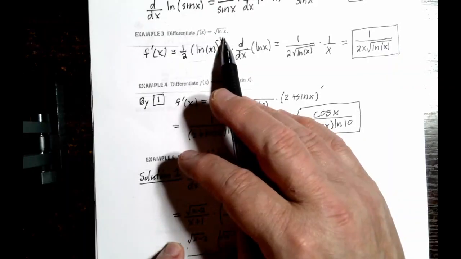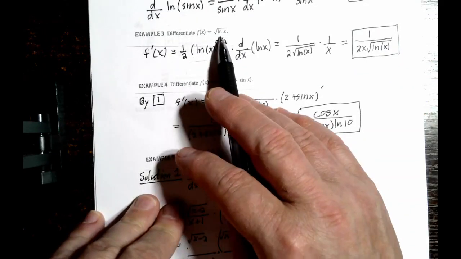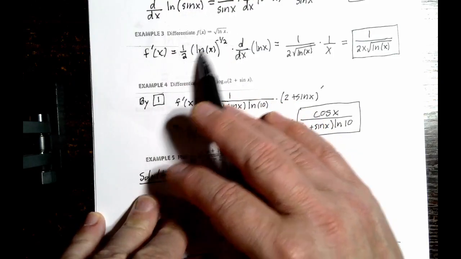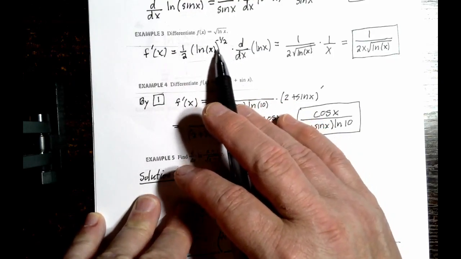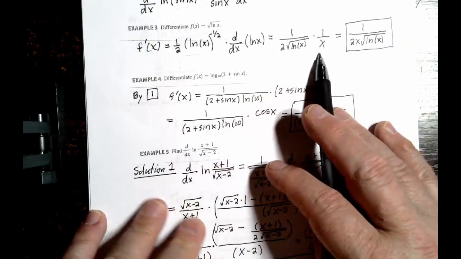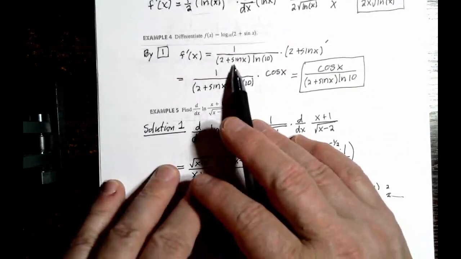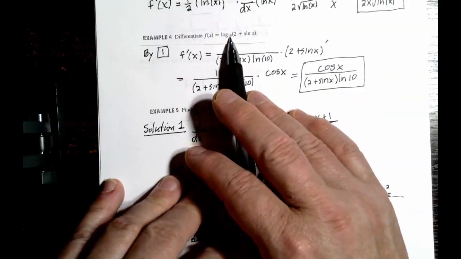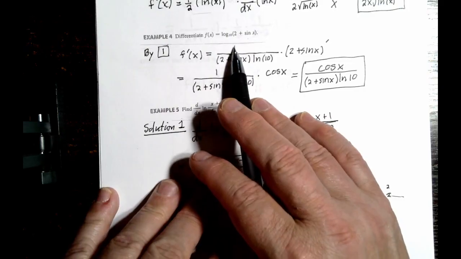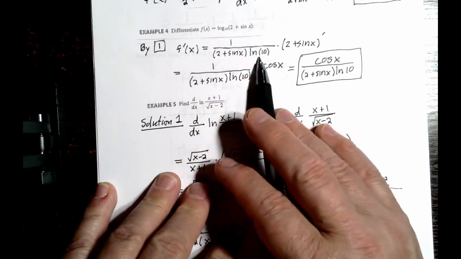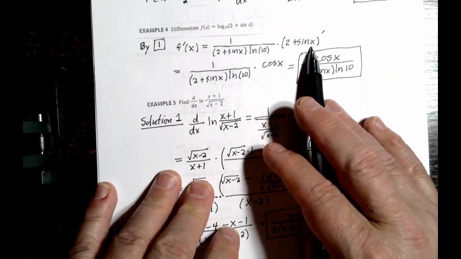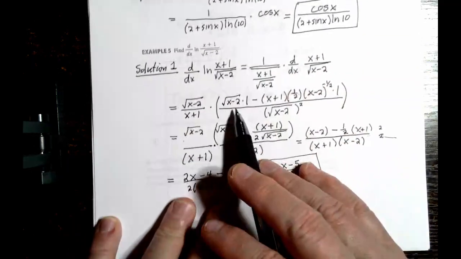The square root of ln of x, that's the chain rule, because you've got ln of x all raised to the 1/2, so you bring the 1/2 out front and subtract 1 from the exponent. And now you also have to follow that with the derivative of ln of x, which we know is just 1 over x. Here, this is base 10 now, so when we take the derivative, we're going to get a ln of 10 in here. So you get 1 over this guy times ln of 10 times the derivative of the 2 plus sine x, which is just cosine x.